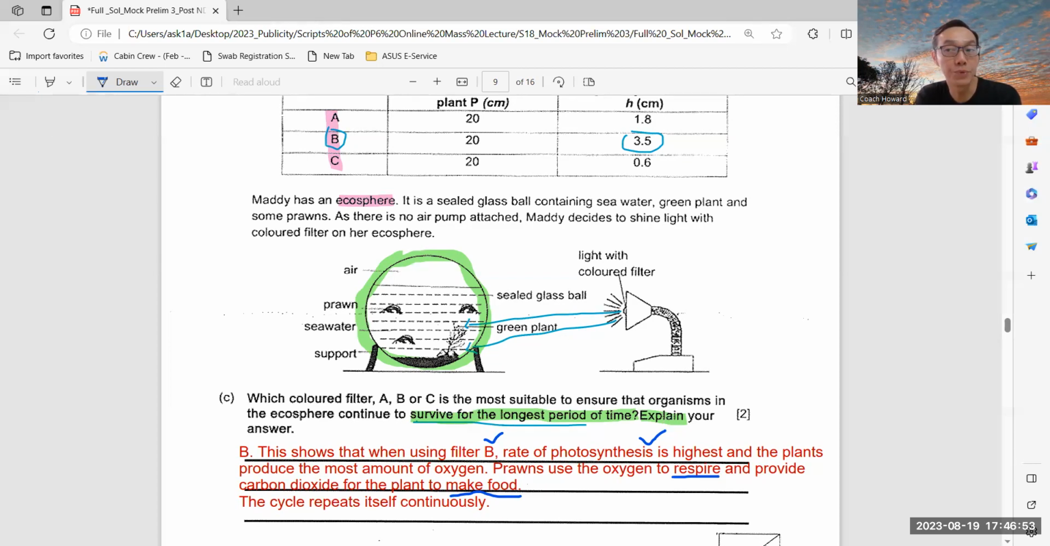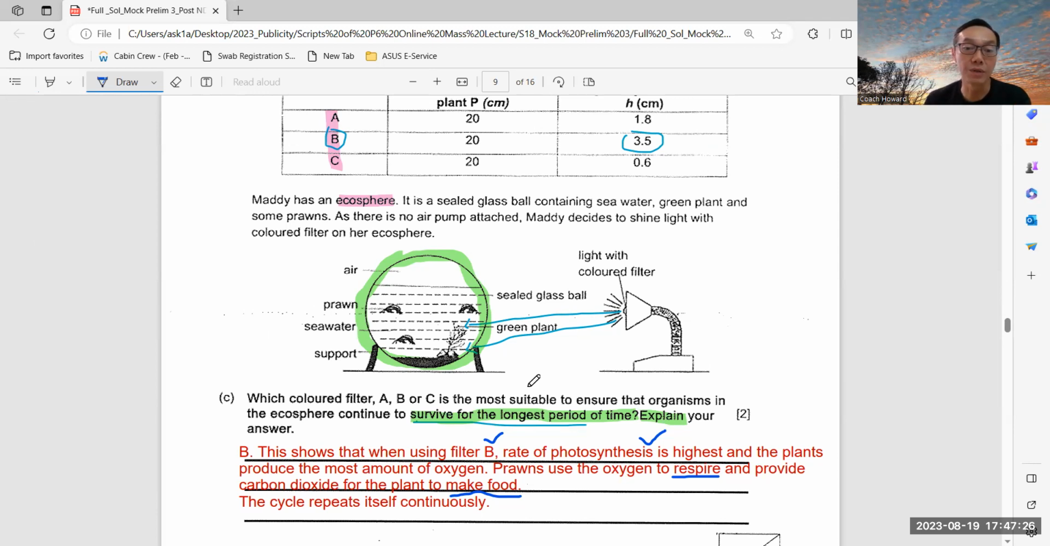Okay, but you can improve by talking about how the green plants also need carbon dioxide to make food. So you must mention carbon dioxide is also used by the green plants for photosynthesis. Because without photosynthesis, the prawn cannot receive oxygen. Okay, thank you for sending. Very good.